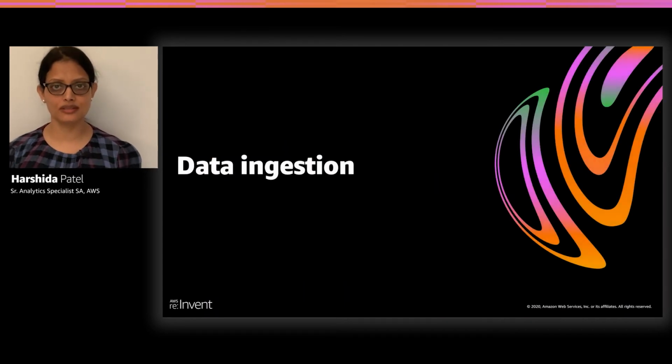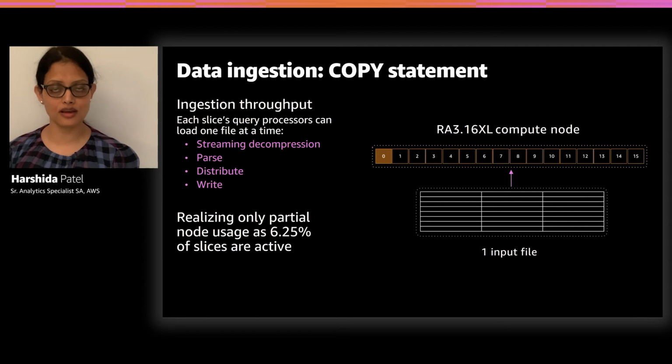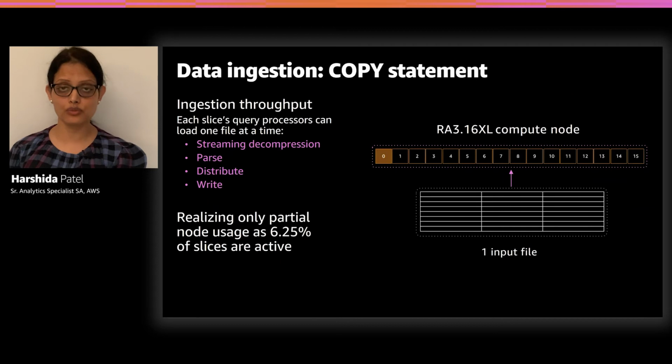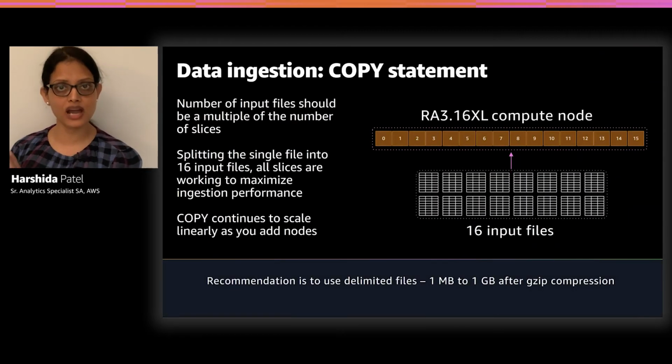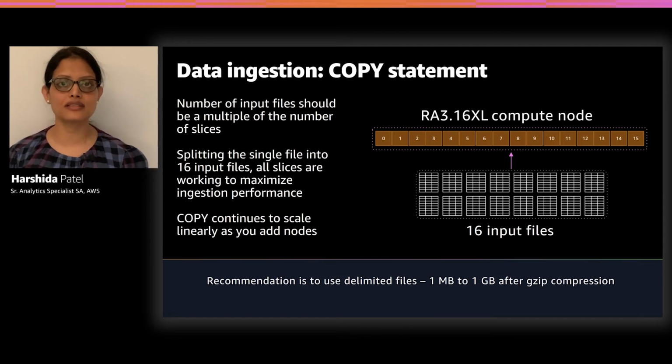Data ingestion. The most optimal way to ingest the data into Redshift is using the copy command. In this example, we are using RA3 16XL, which has 16 slices per compute node. When we only have one file and run the copy command, only one slice is doing the work. Versus when we split that file into 16, each and every slice is working in parallel, which significantly increases the copy performance. I would recommend using simple delimiters with file sizes between 1 megabyte and 1 gigabyte after compression.